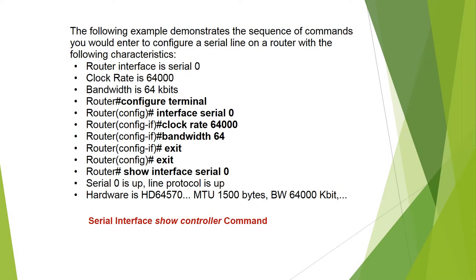The following example demonstrates the sequence of commands you would enter to configure a serial line on a router with the following characteristics: interface is serial 0, clock rate is 64000, bandwidth is 64 kilobits. Router# configure terminal, config interface serial 0, config-if clock rate 64000, config-if bandwidth 64, config-if exit, config exit. Show interface serial 0: serial 0 is up, line protocol is up, hardware is HD64570, MTU (maximum transmission unit) 1500 bytes, bandwidth 64000 kilobit. Show controller command.